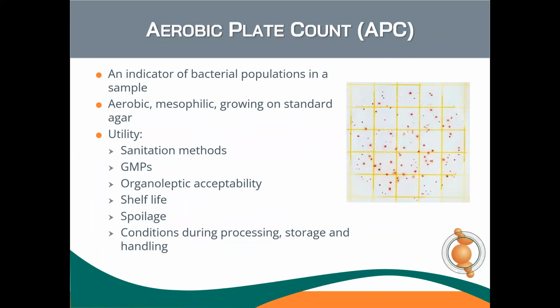So I wanted to go in a little bit more detail about some of the quality indicators that we can test for, starting with aerobic plate count. APC is an indicator of bacterial populations in a sample. APC includes bacteria that are aerobic, mesophilic, and grown on standard agar. APC can be used to evaluate sanitation methods, adhere to GMPs, determine organoleptic acceptability, evaluate shelf life, identify spoilage, and then also evaluate conditions during processing, storage, and handling.